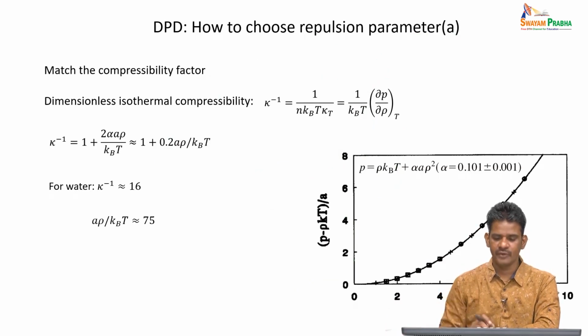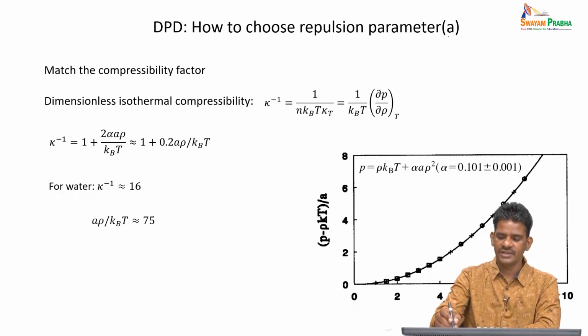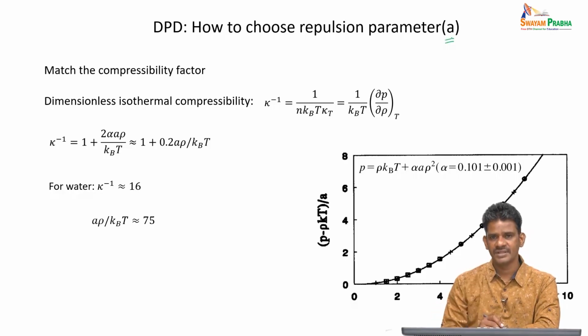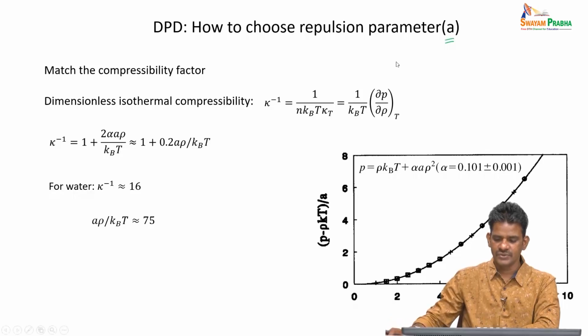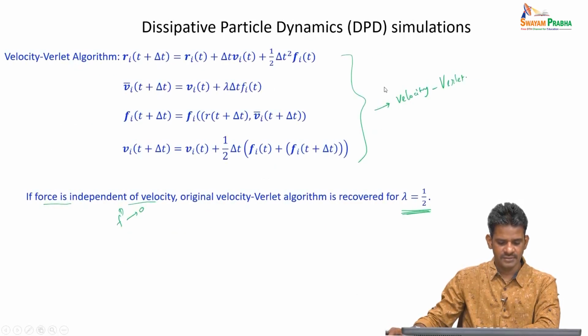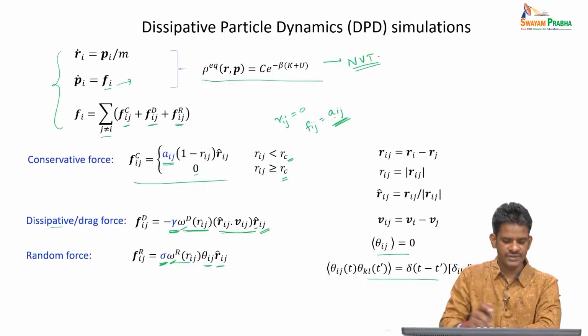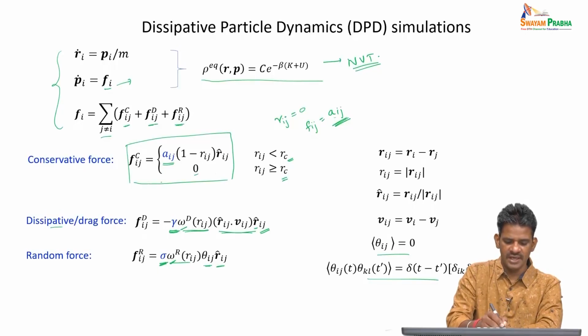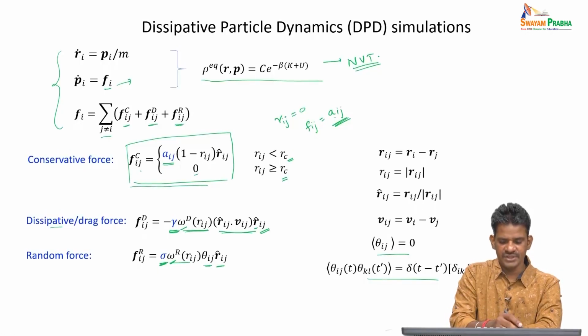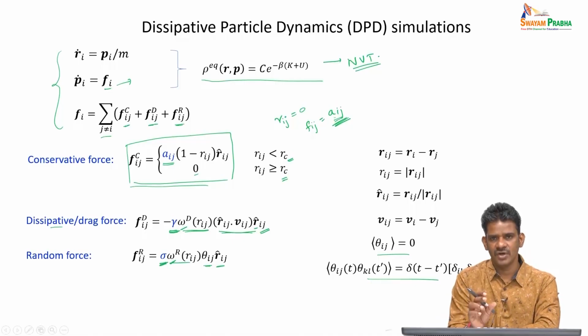The other important thing is to find out this repulsive parameter A. To see this parameter, let us go back. We defined this conservative force in this expression, and I said that the repulsion force would be equal to Aij when two particles sit on top of each other. So, that is basically the maximum repulsion, and this is a parameter that one will have to decide.